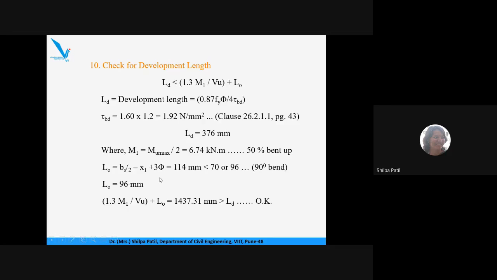VU, what is the VU value? 6.53. 6.53, right?